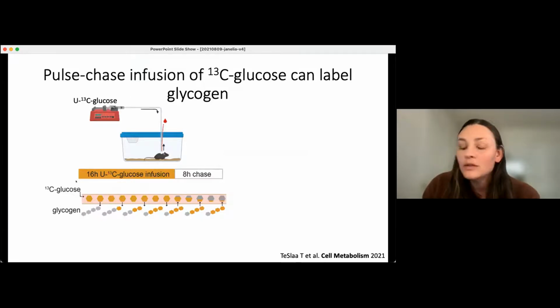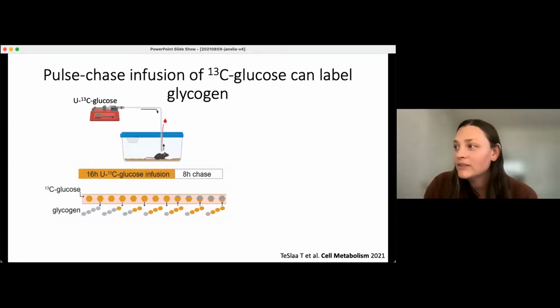So we infused glucose in a pulse for 16 hours, during which time this carbon-13 labeled glucose is incorporated into tissue glycogen. And then we do an 8-hour chase. During this time, because we're not infusing labeled glucose, the labeling in circulation should decrease, but we should maintain the labeling in tissue glycogen because of its slower turnover.